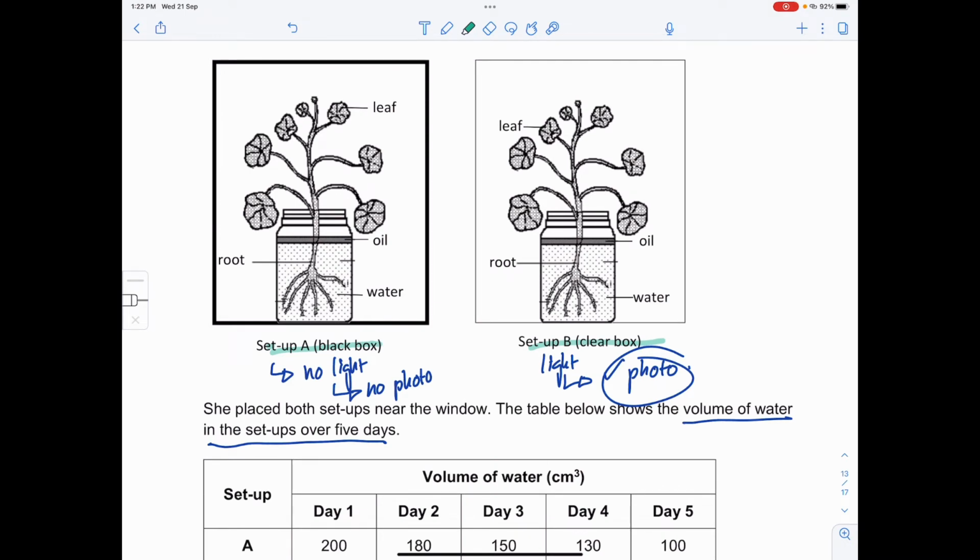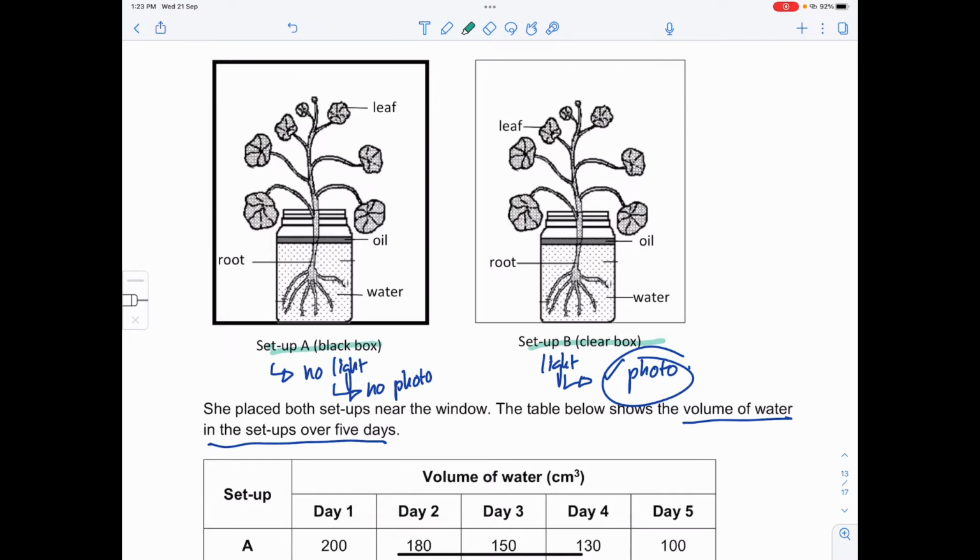So I would say that unlike setup A, the plant in setup B was able to receive light, and hence it is able to photosynthesize, unlike the plant in setup A. Then after that, as water is required for photosynthesis, the roots of the plant in B would have absorbed more water for photosynthesis, resulting in a lesser volume of water left in the jar for B. So I'm very clear like that, step by step.